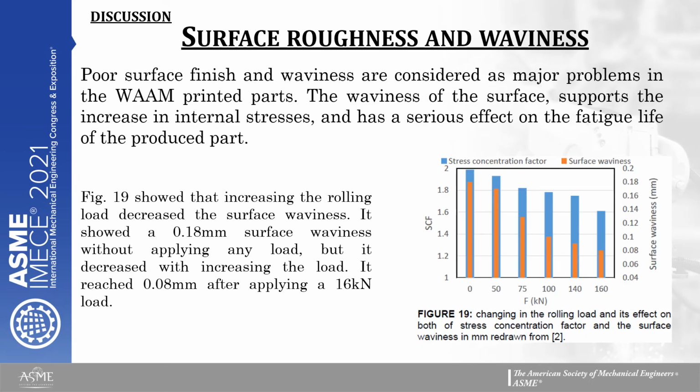Poor surface finish and waviness are considered as major problems in the WAAM printed parts. The waviness of the surface supports the increase in internal stresses and has a serious effect on the fatigue life of the produced parts. As shown in the picture, increasing the rolling load decreased the surface waviness. It showed a 0.18 mm surface waviness without applying any load, but it decreased with increasing the load, and it reached the value of 0.08 mm after applying the load of 16 kilonewton.